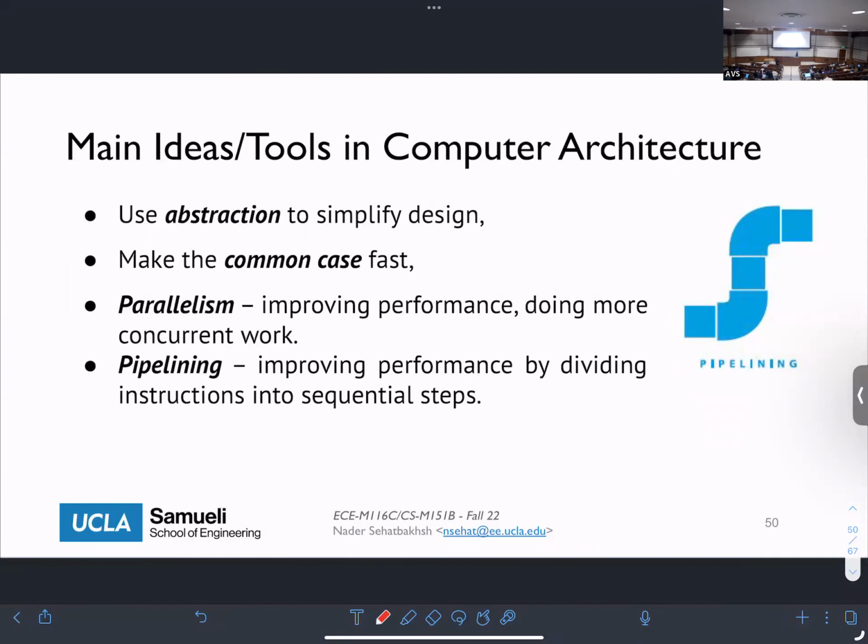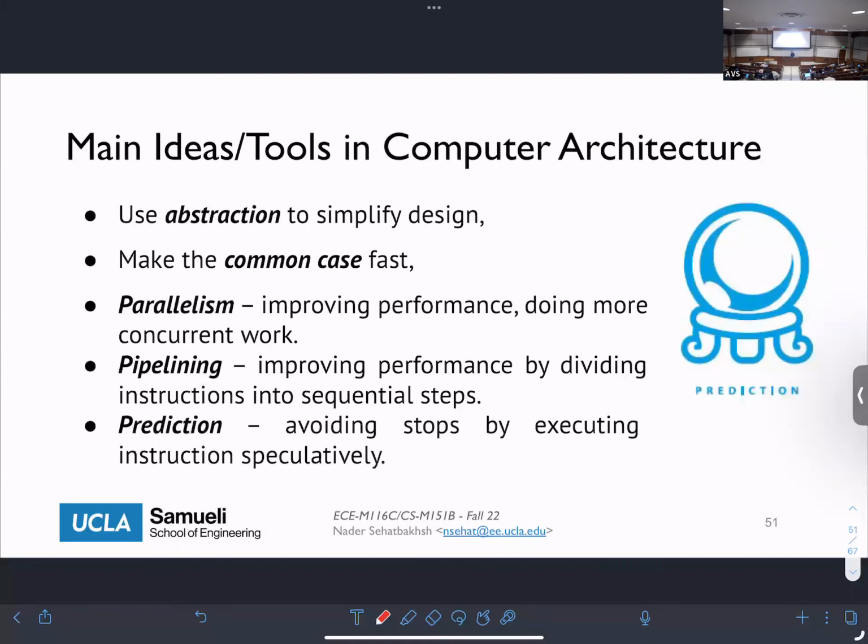Another thing that we used a lot was pipelining, right? So instead of doing one thing in one go, we said that, okay, let's do these things in smaller steps and then kind of overlap things, right? So pipelining is another main idea that we use. And again, pipelining is something that we use a lot in our daily life too.